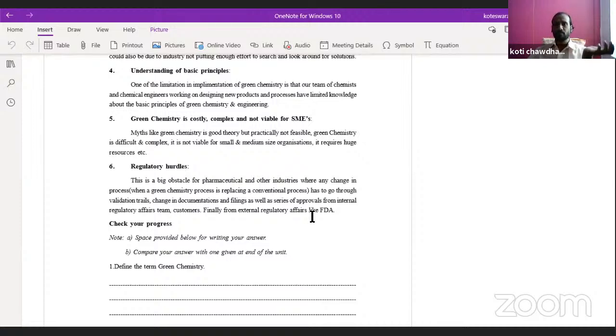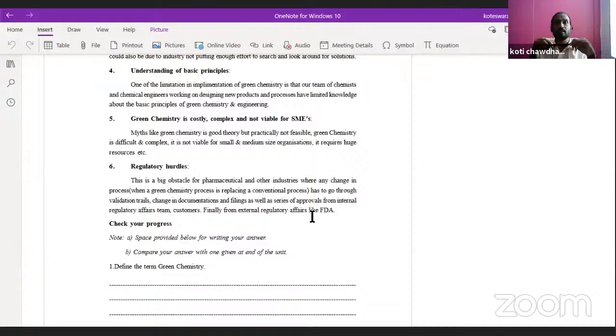That is the reason green chemistry is a good theory but practically not feasible many times. Therefore, green chemistry is difficult and complex. This is not viable for small and medium scale organizations. It requires huge resources, be it energy or funds, everything. We need to keep in mind that whenever we apply green chemistry technologies, further alteration is required. That alteration consumes so much time and wealth also. That is the reason green chemistry is costly and complex, not viable for small and medium scale industries.